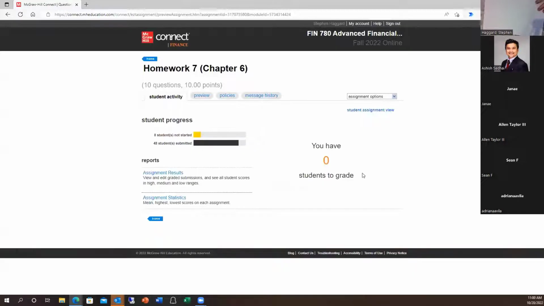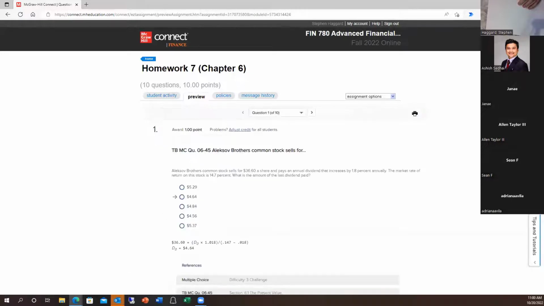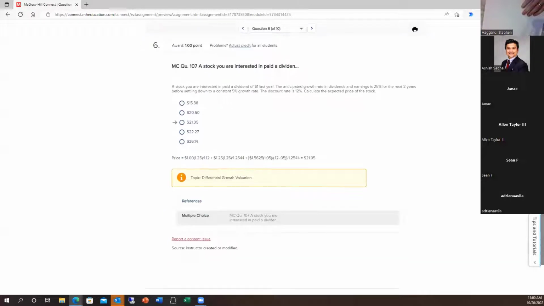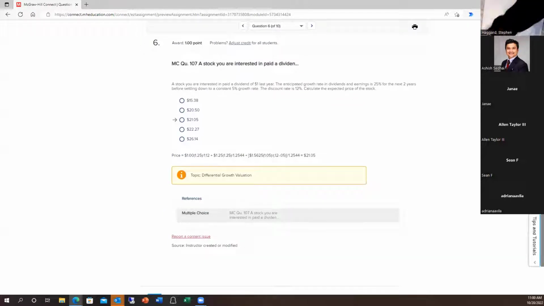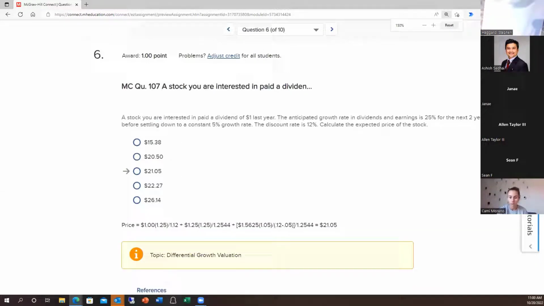Homework 7, Chapter 6. And the first one that we have asked for from that chapter is number 6. Please let me know if you are unable to see the screen.